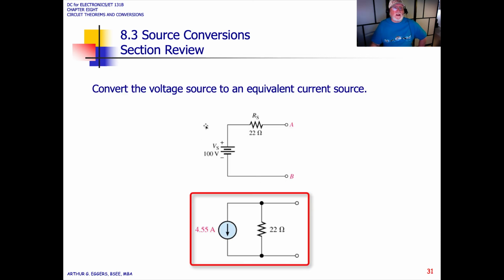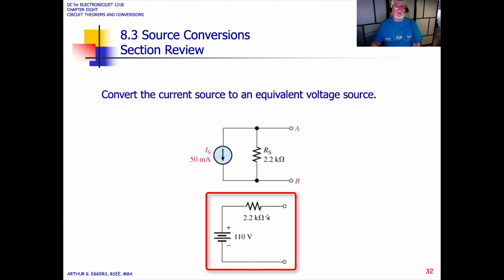So if we take a look at, again, converting the voltage source to an equivalent current source, in this case, we take the V source by R source, which gives us I source, in this case 4.55 amps, and we move the resistor in parallel. To convert the current source to an equivalent voltage source, we use our I source and our internal values. V source is equal to the product, I source times R source, which gives us 110 volts, positive, negative, and the value of the internal resistor remains the same. We just move it into series.